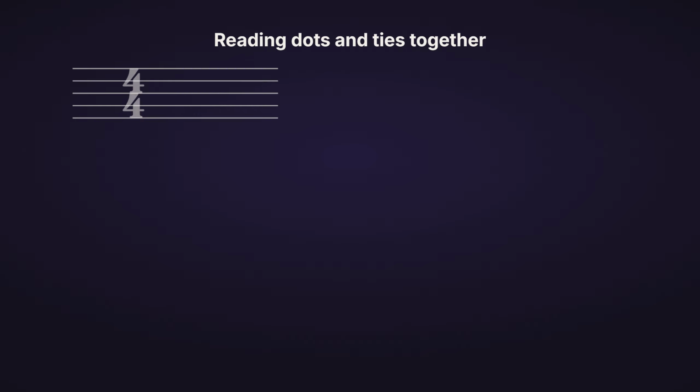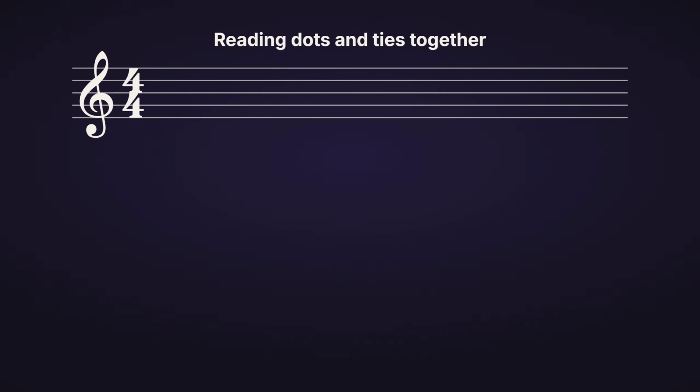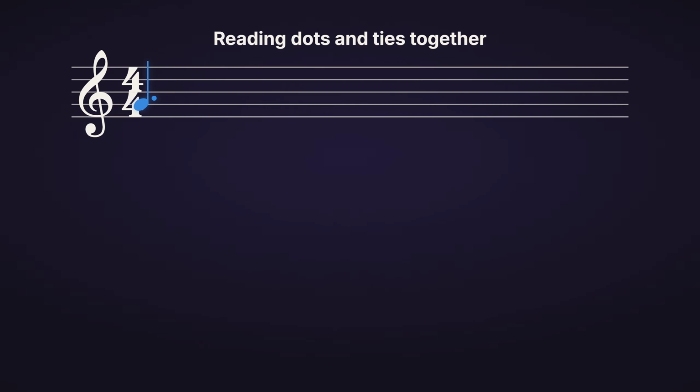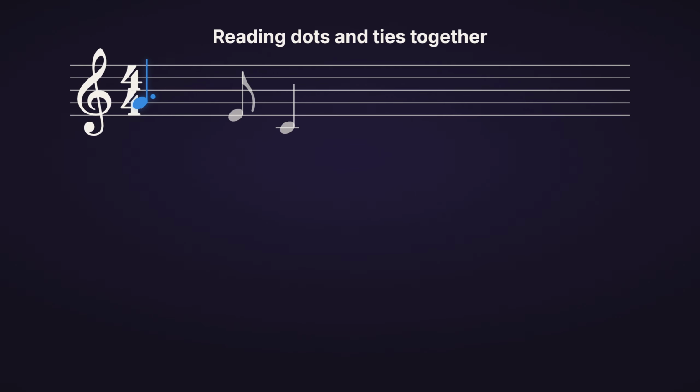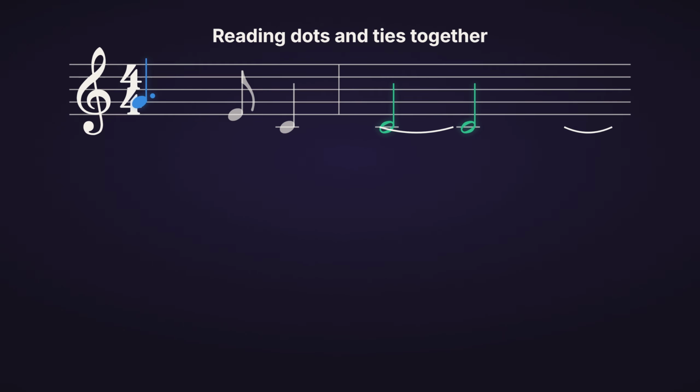Read through a 2-bar passage that uses everything from this lesson. Bar 1, a dotted quarter note on beat 1 holds for 1.5 beats. An 8th note follows on the "an" of 2. Then a quarter note on beat 3. Bar 2 opens with a half note tied across the bar line into bar 3, where it resolves on beat 1.